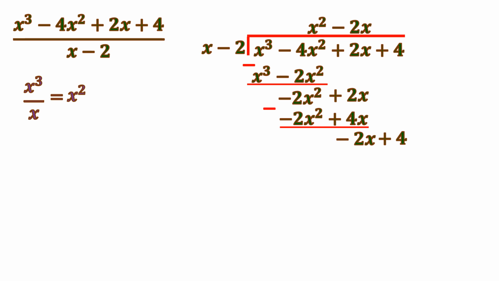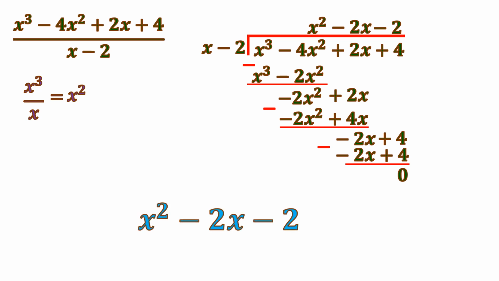And then let's continue. Negative 2x divided by x, so it will be -2. Then distribute the -2. Negative 2 times x is negative 2x. Negative 2 times -2 is positive 4. Then subtract. Since it's exactly the same, it will be 0, which means there's no remainder in our quotient. So the quotient is x squared minus 2x minus 2. So that is how you do it when it's long division.